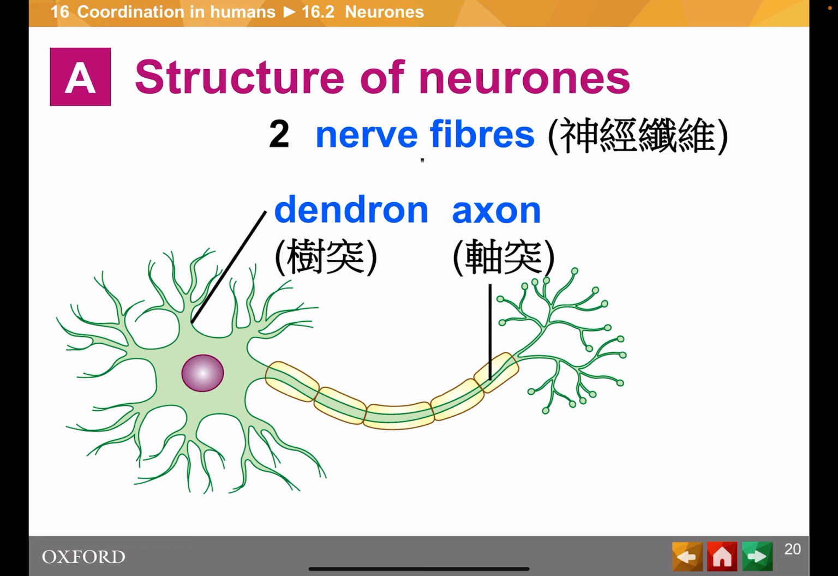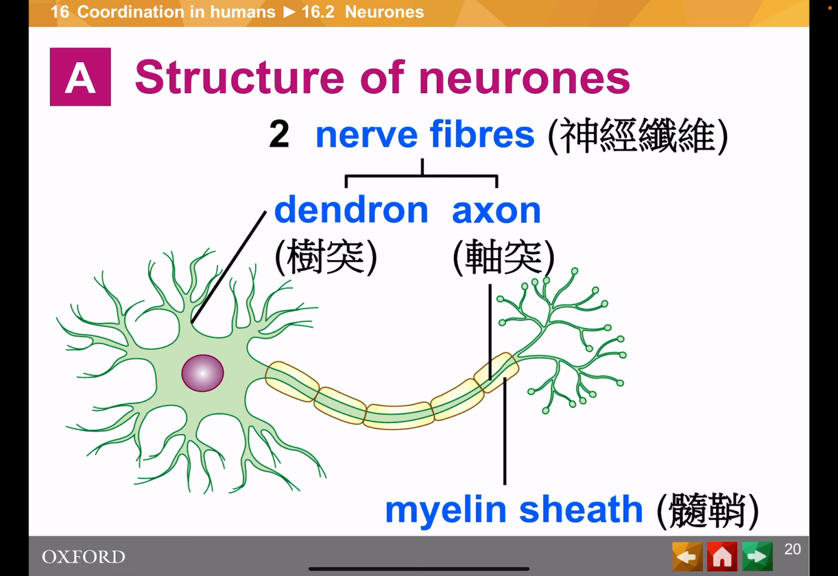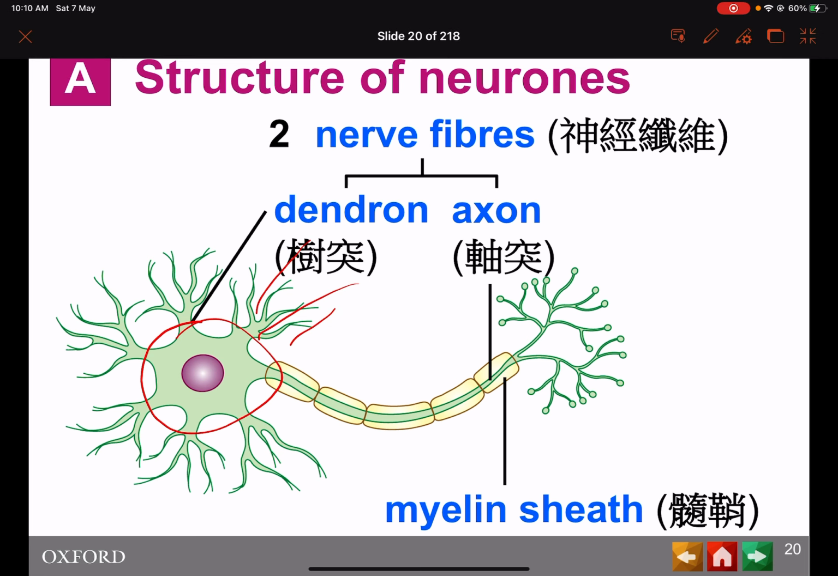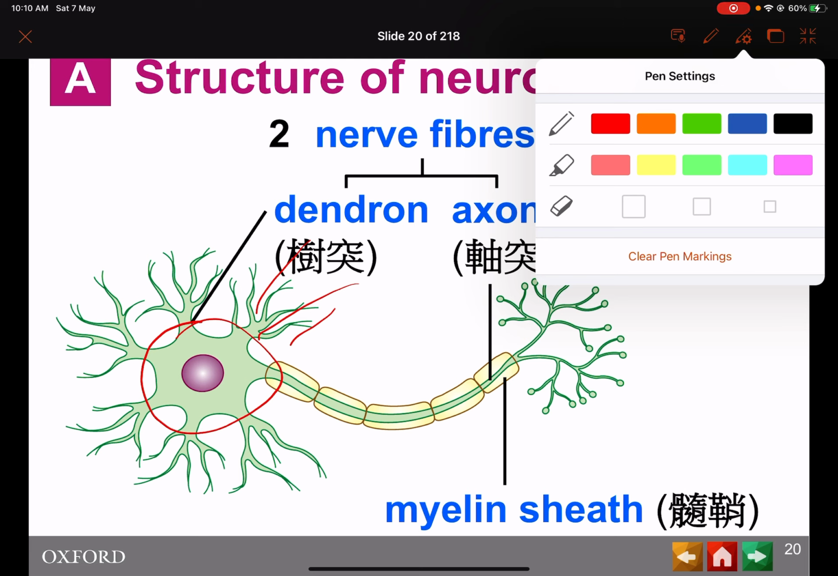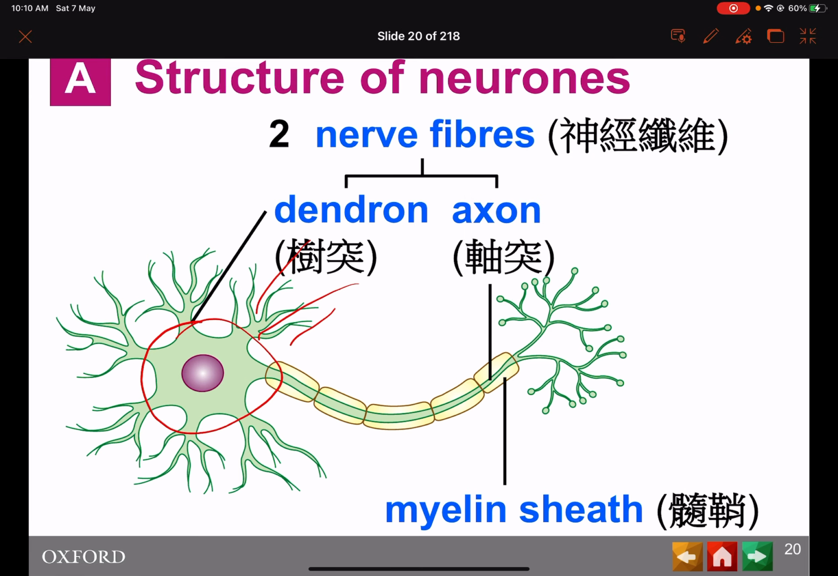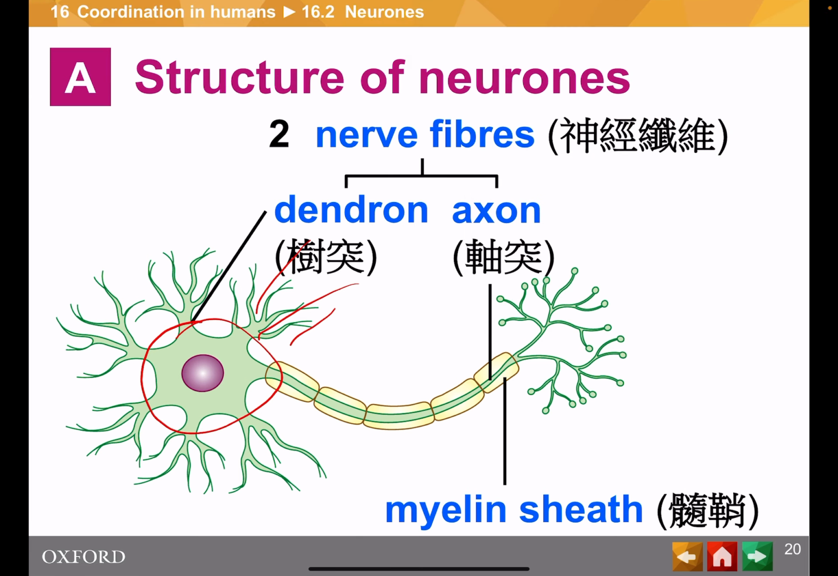It also consists of nerve fibers. You can see all the branches extending from the cytoplasm of the cell body. These are all the branches, and you can see they all branch from here. We also call these nerve fibers, and they include dendrons and axons.